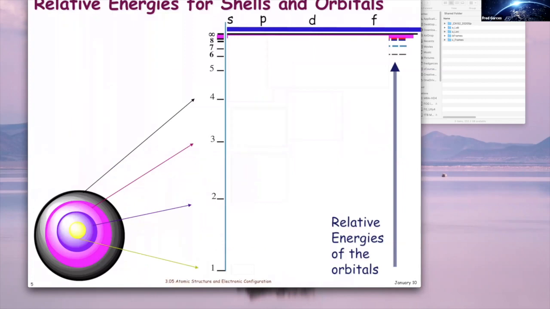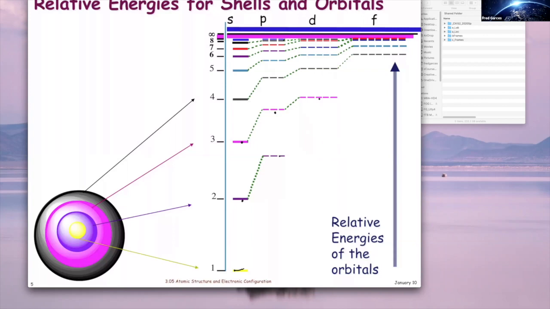The relative energy for the shells is the following. This is your 1s, this is your second shell. Notice how you have an s and a p. This is your third. You notice how you have your s, your p, and your d. And this is your fourth, fifth, etc. But notice how your 4s is lower in energy than your 3d. Not by very much, but still slightly lower. Okay?